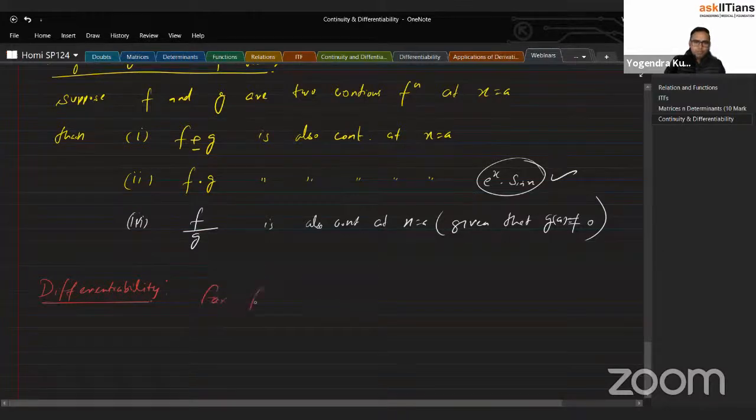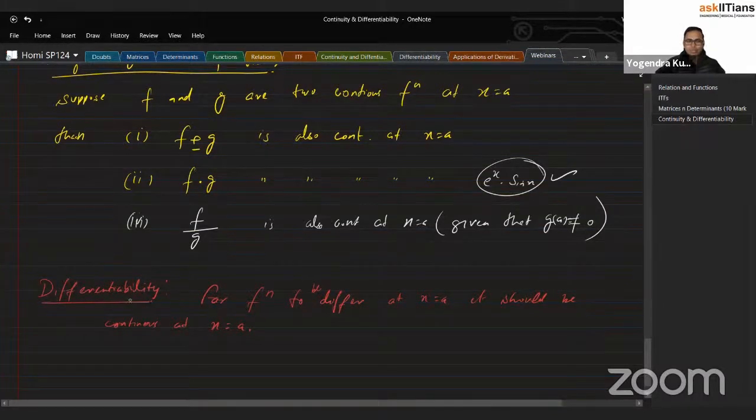So you can write down the first point here: for a function to be differentiable, I hope everyone knows the geometrical meaning of differentiation, that is slope, right? For a function to be differentiable at x equals a, it should be continuous at x equals a. In JEE, they ask so many questions based on this.